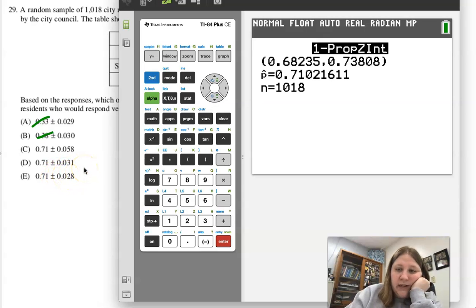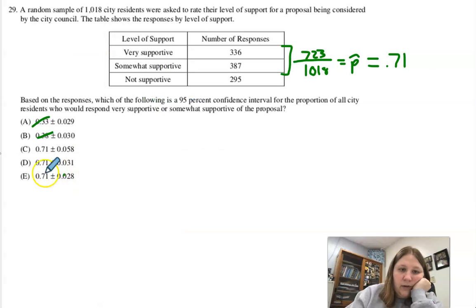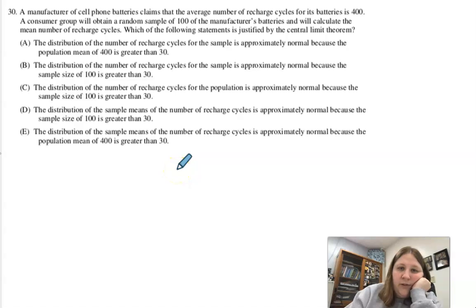If you wanted to do it exactly, you could do 0.73808 minus 0.71, that middle value, and you can see exactly there as well. So this is the one that fits. Okay, last one for this set then.